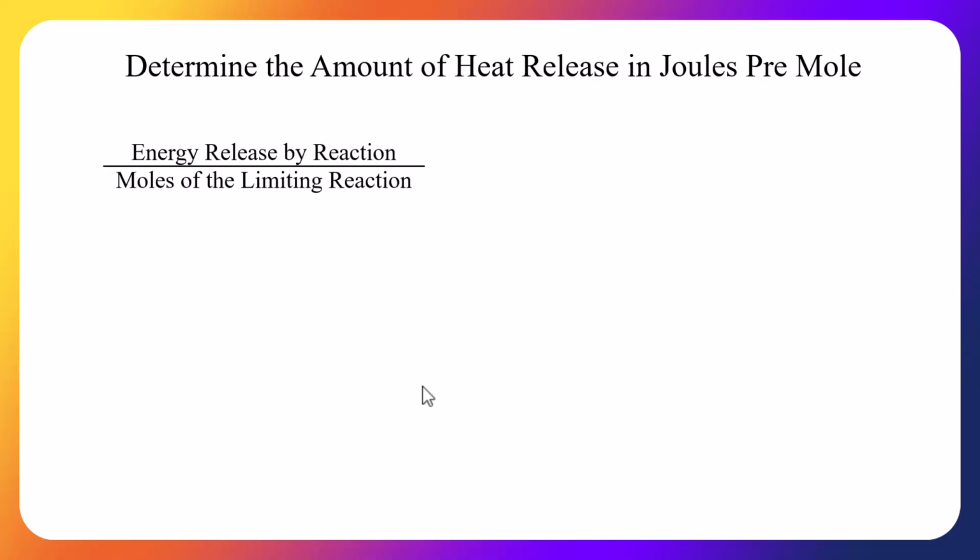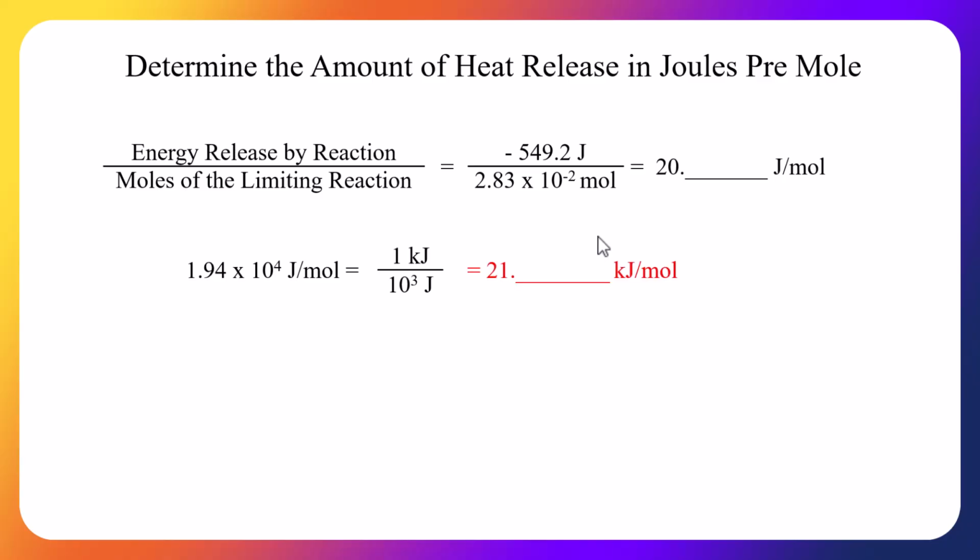First, as we did the other 2 prior experiments, the amount of joules divided by the amount of moles, and that'll give us the amount of energy released for that reaction. We're just going to convert it to kilojoules, and the final will be kilojoules per mole. So that'd be 20 and 21. Joules cancel out.